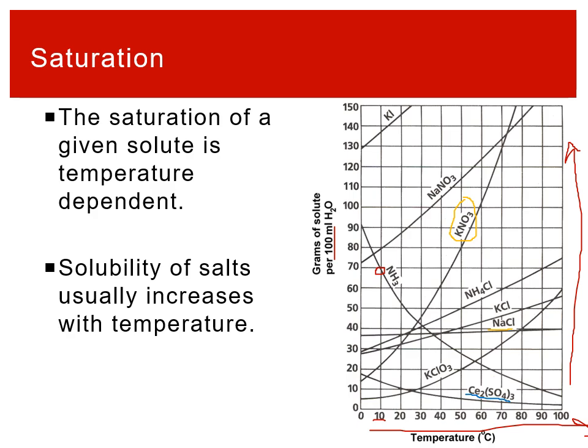And I will note, ammonia is a covalent compound, and its solubility is decreasing over temperature. That's much more common for covalent compounds. When we're talking about ionic compounds, the solubility almost always increases.